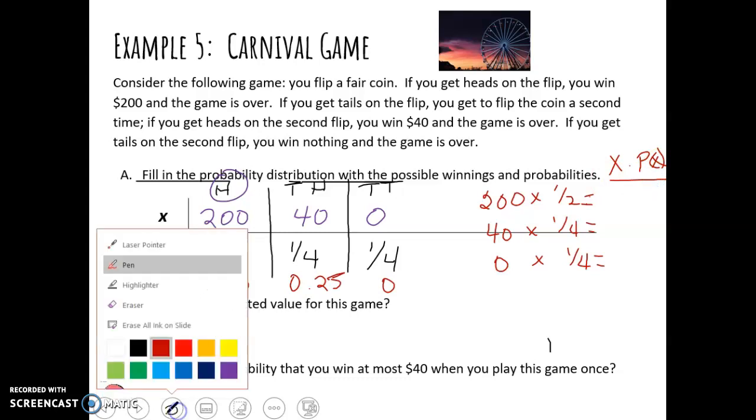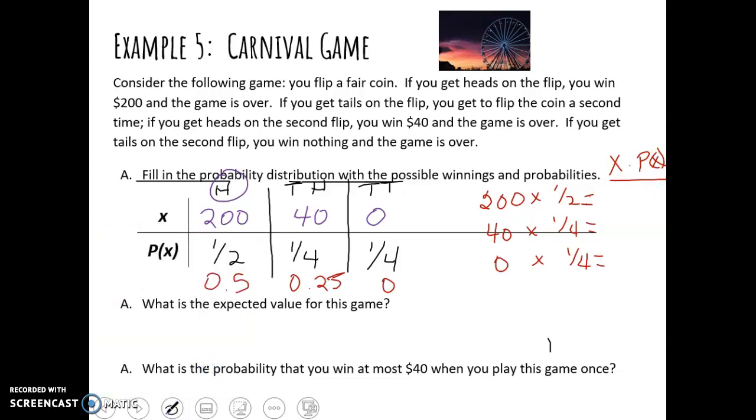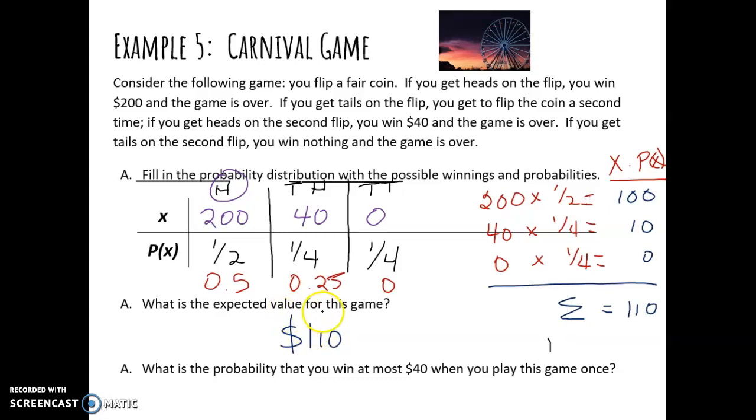And let's do a different color. You get 100, you get 10, and you get 0. So when we add these together, you get $110. So what's the expected value of this game? It is 110.